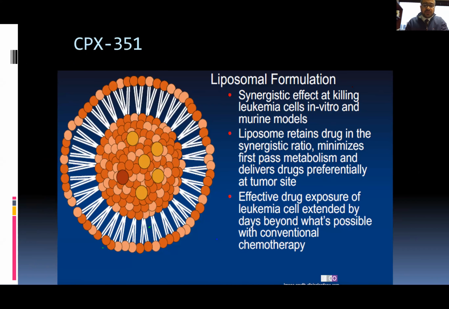Now, CPX-351, and that's the liposomal daunorubicin with cytarabine. So bear in mind, this is a liposome. So you see the bilayer phospholipid layer surrounding a synergistically combined ratio of 1 to 5 of daunorubicin with cytarabine, or cytarabine with daunorubicin, and that's just a vehicle.